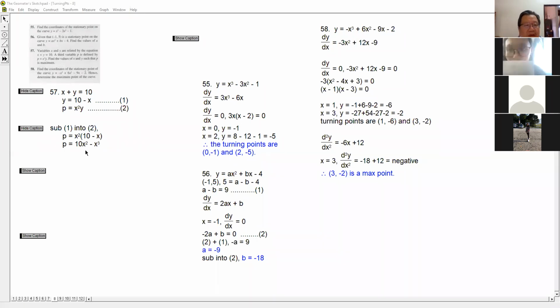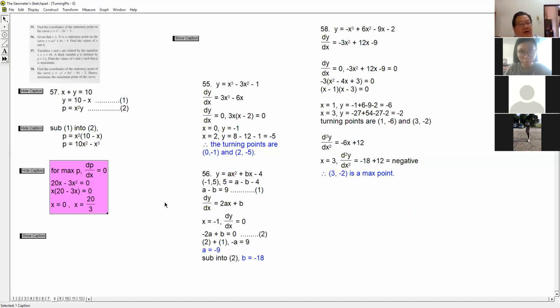Now, why is this important? Because if you want to differentiate, you cannot differentiate from equation 2. You see, this equation 2 has x and y. So you only know how to differentiate one variable. If there are two variables there, which variable are you going to differentiate? So you cannot. So you have to use equation 1, substitute into equation 2 to eliminate one of the variables. After eliminating one of the variables, you only get p in terms of one variable, and in that case you can easily differentiate.